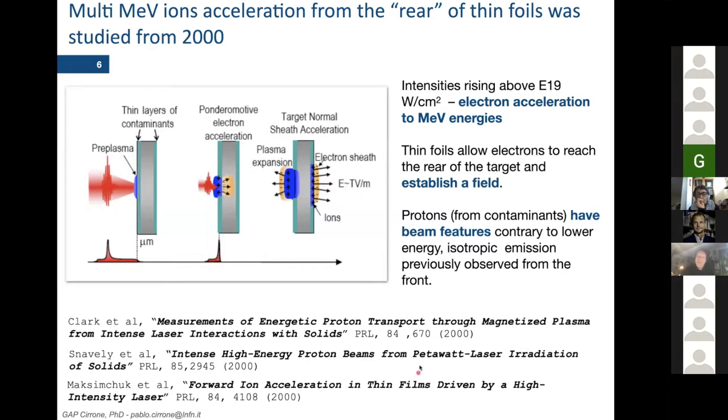These that I reported here are basically the first three works where this phenomenon was observed. At that time, the intensity was of the order of 10^19 watt per square centimeter. And the protons that were observed in this experiment mainly came from the impurities contained inside the target.